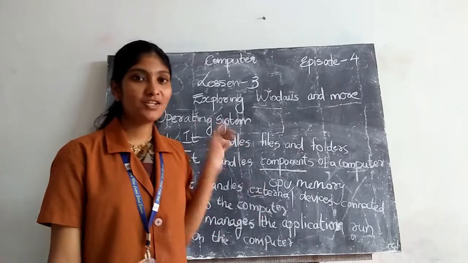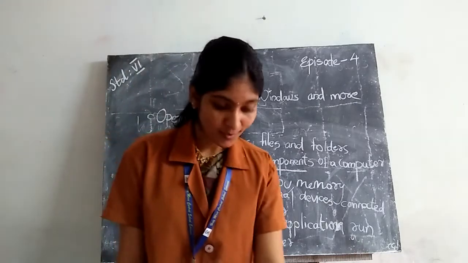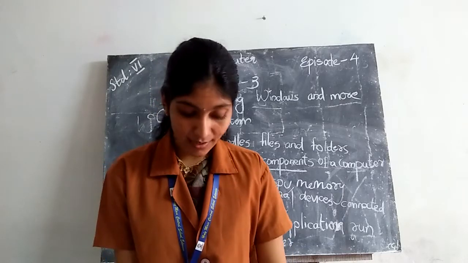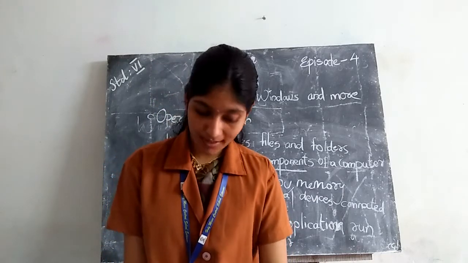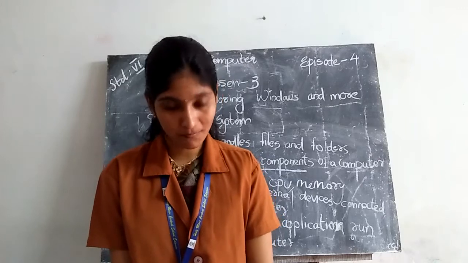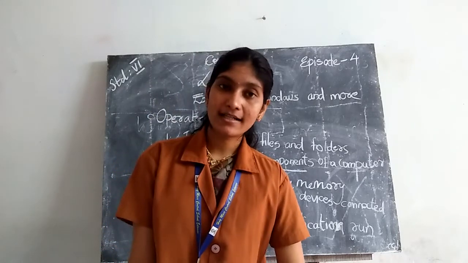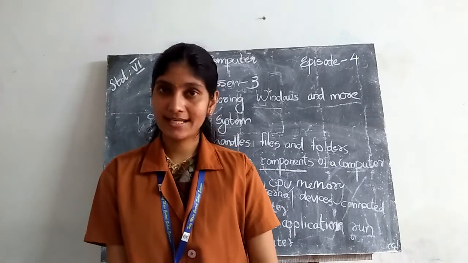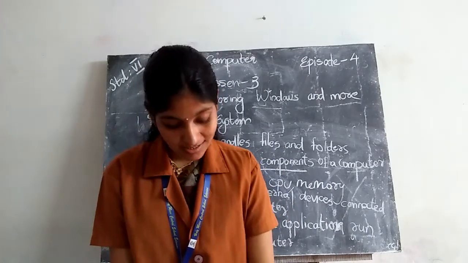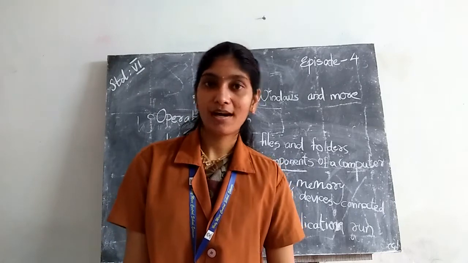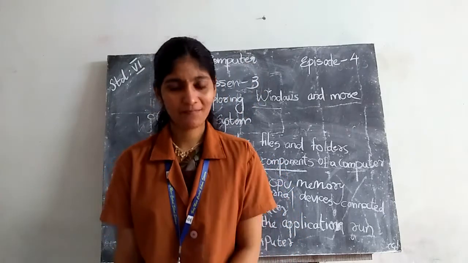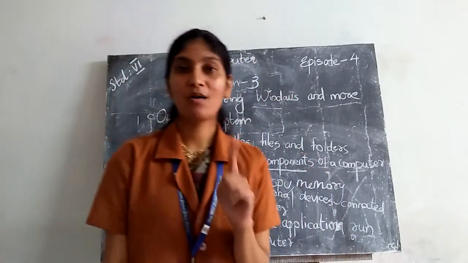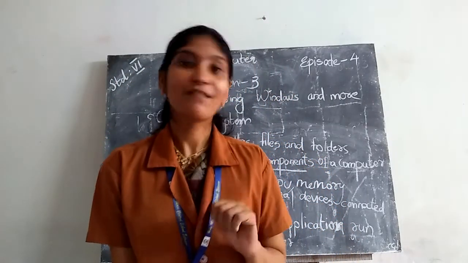So this is the definition given in your textbook. Reading: an operating system handles the files and folders, the computer components, that is CPU, memory, and external devices connected to the computer, example printer, CD drive, etc. and any other application you run on the computer. Okay, right. Then next topic is about Windows.